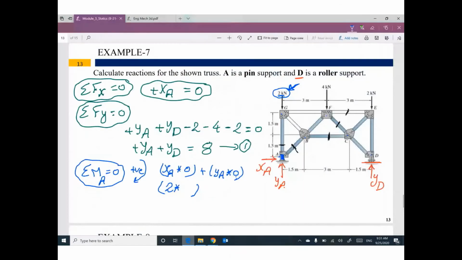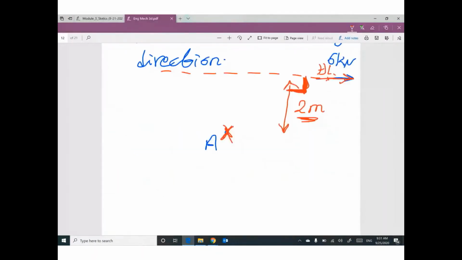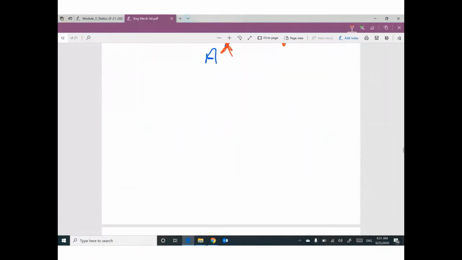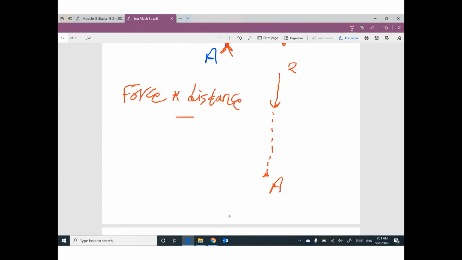Guys, here is the force 2. Here is point A. Your force and your distance must be perpendicular. This is the last time I will remind you of this rule.